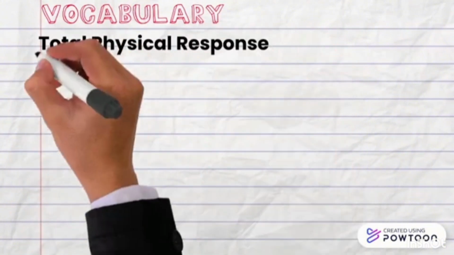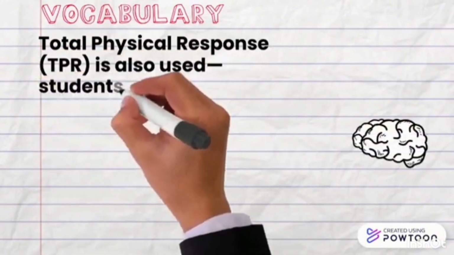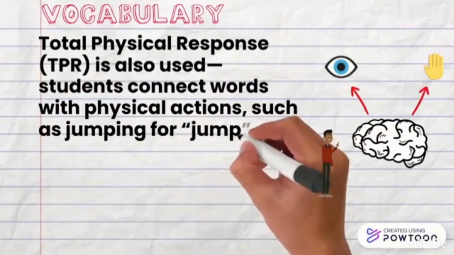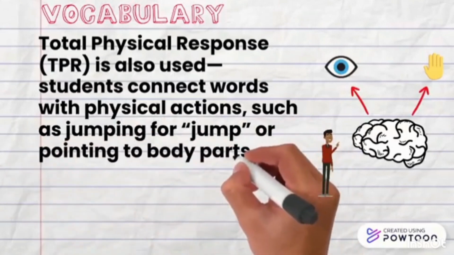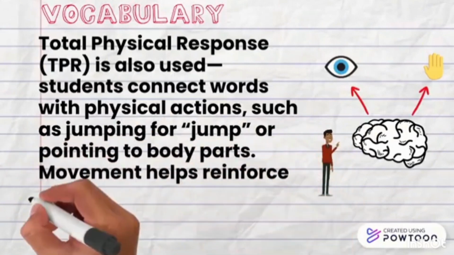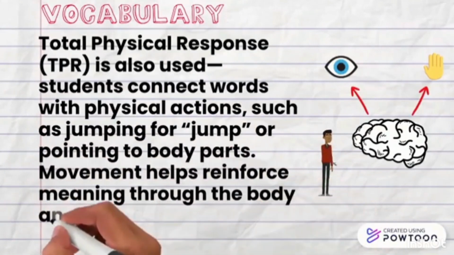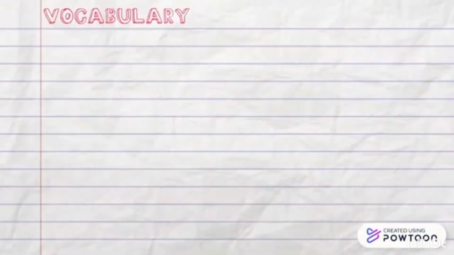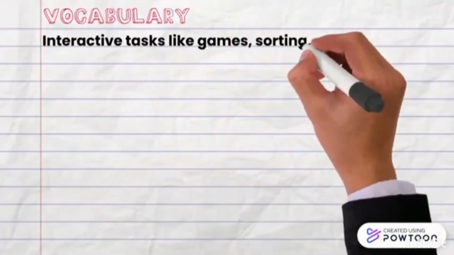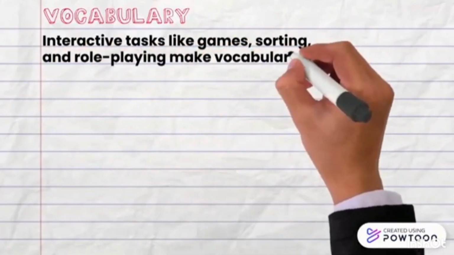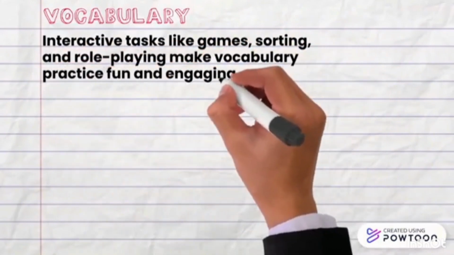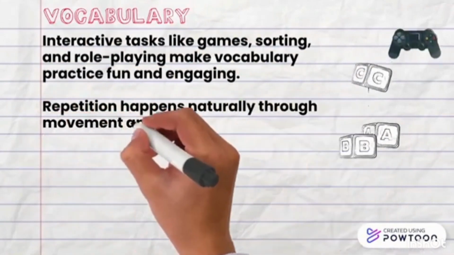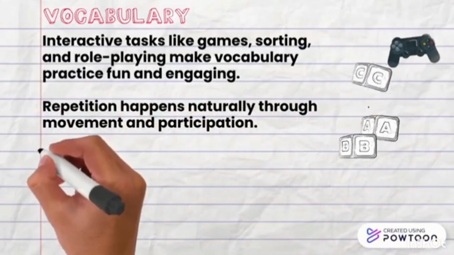Total physical response, TPR, is also used. Students connect words with physical actions, such as jumping for, jump, or pointing to body parts. Movement helps reinforce meaning through the body and mind working together. Interactive tasks like games, sorting, and role-playing make vocabulary practice fun and engaging. Repetition happens naturally through movement and participation.